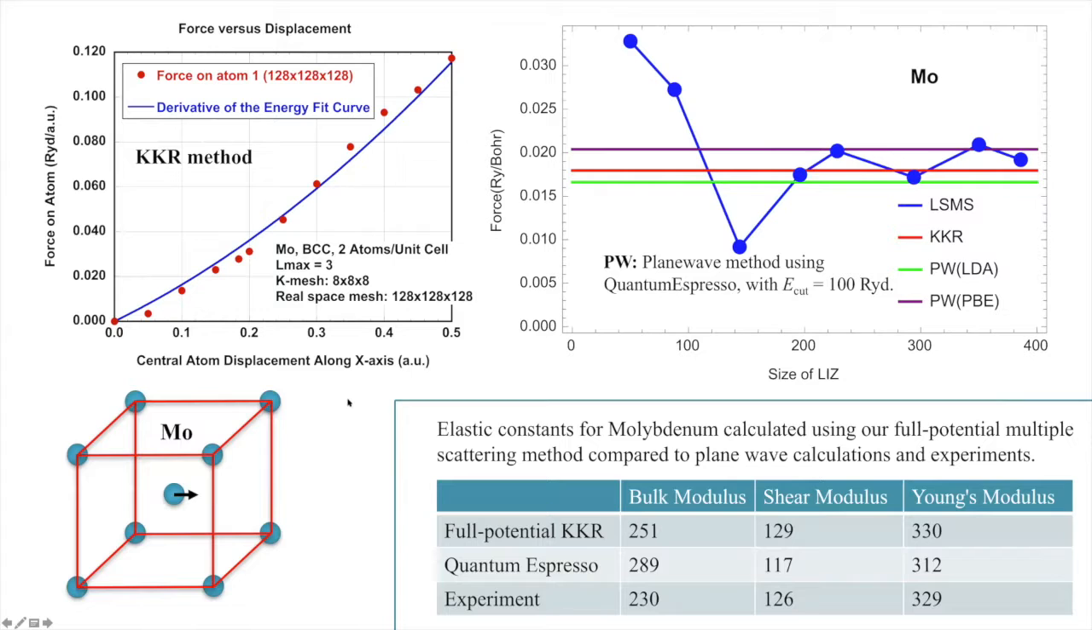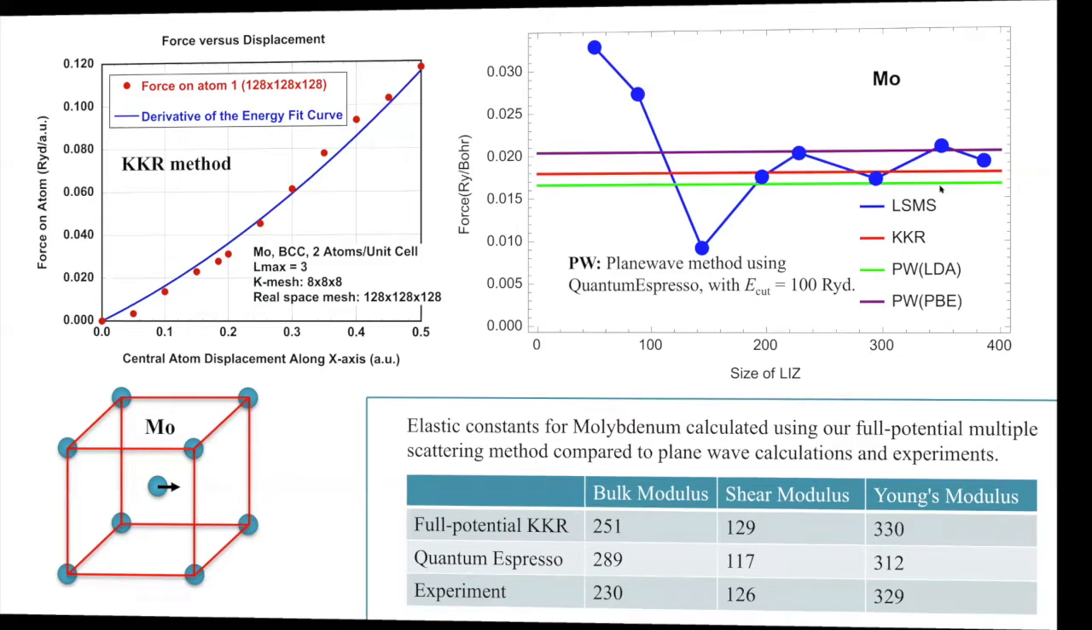So we compare the force based on the KKR method and the force calculated based on the plane wave method. You can see the force lies in between the two different density functionals used with the plane wave method, which is the Quantum ESPRESSO method. Of course you can do LSMS, which is an order-N calculation. If your local interaction zone is large enough, you basically reproduce the KKR result.